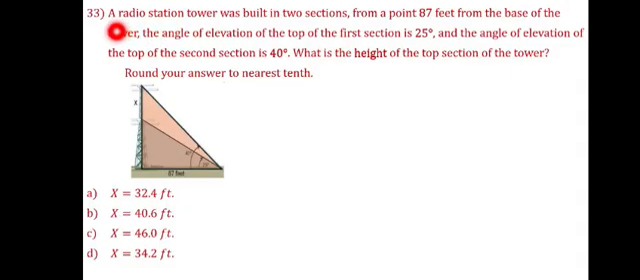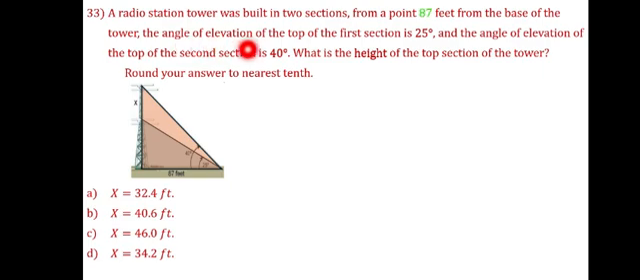Question 33. A radio station tower was built in two sections. This is the radio station, built in two sections. This is one and this is another one. From a point 87 feet from the base of the tower, a point which is 87 feet away from the radio station.